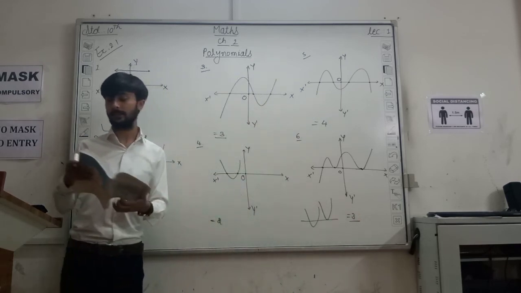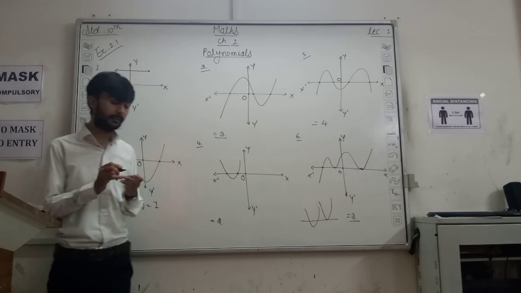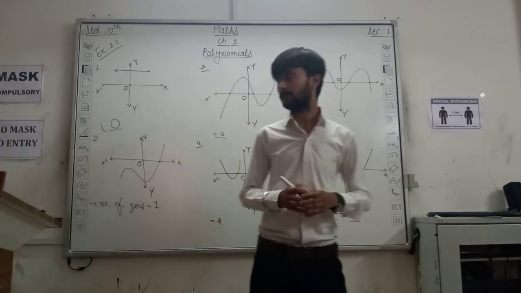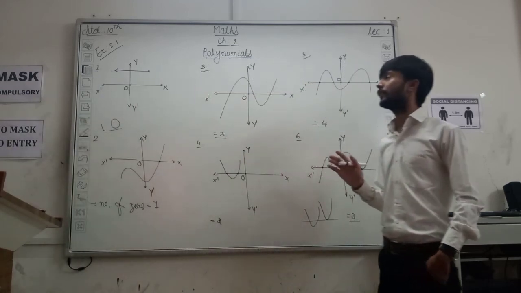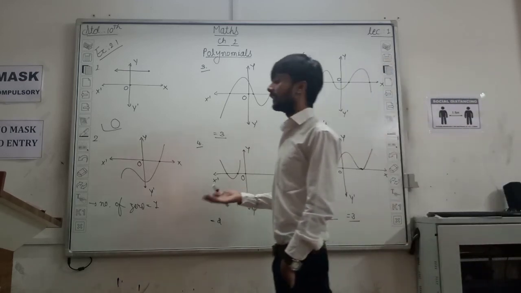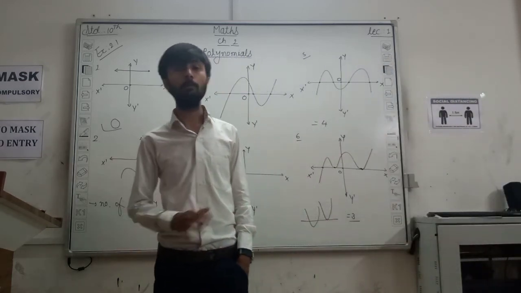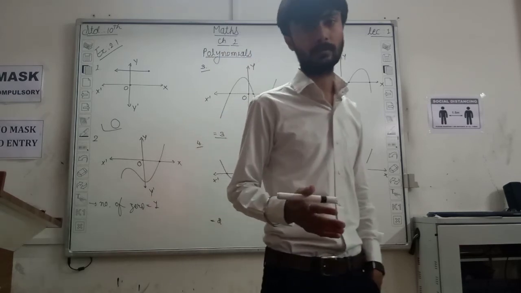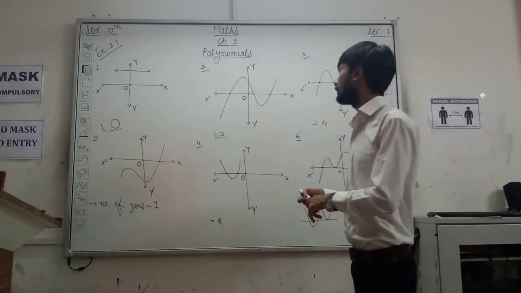Okay, so it's very easy. I hope it is very clearly understood to you. Okay, so exercise number 2.1 is over here. Next topic, that is the relation between zeros and its coefficients. First, what is meant by coefficients?